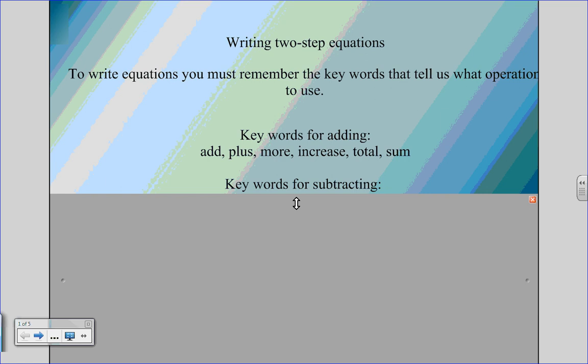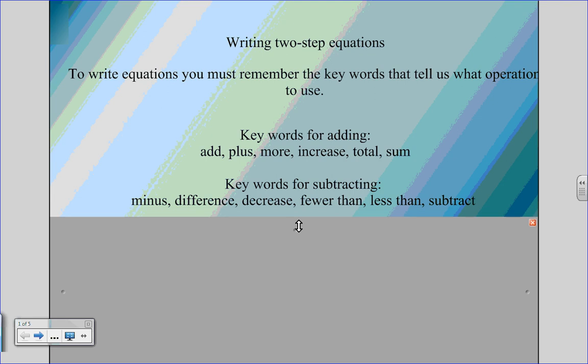Take a second, try to remember some of the ones that we did for subtracting. Can you think of the ones that we used? Obviously, some of them are easy. Here you go. We've got minus, difference, decrease by, fewer than, less than, and subtract. How about multiplying?